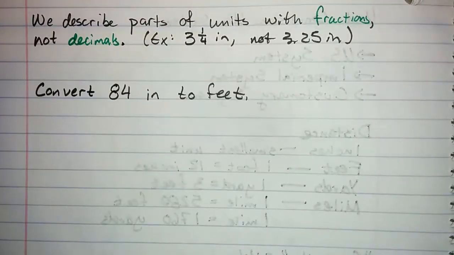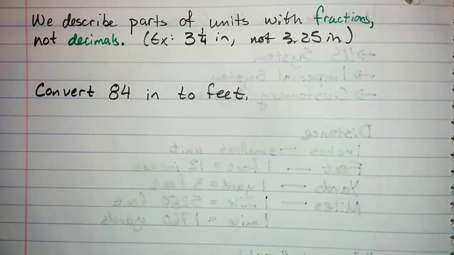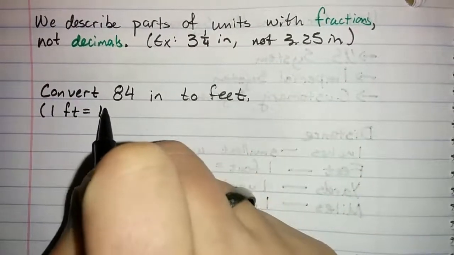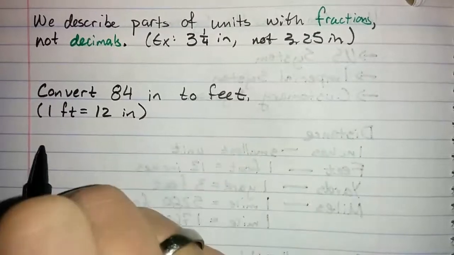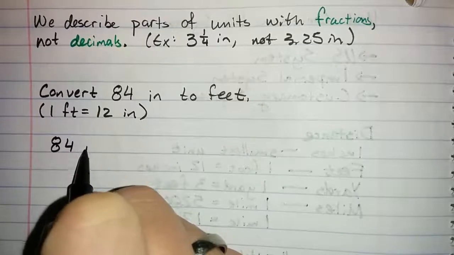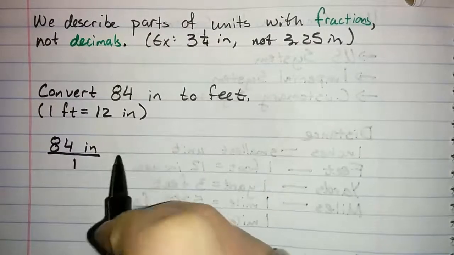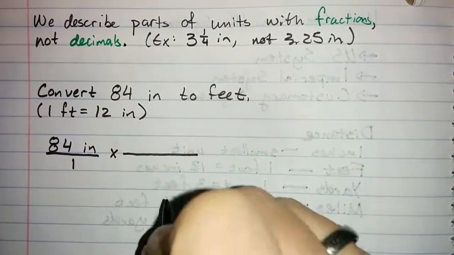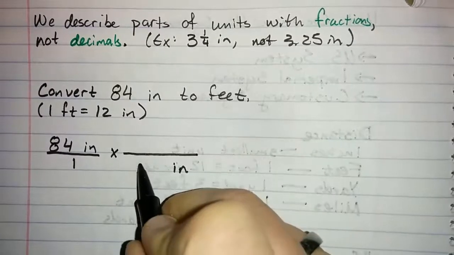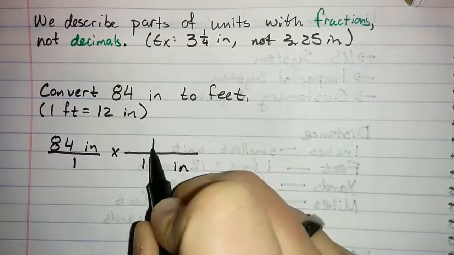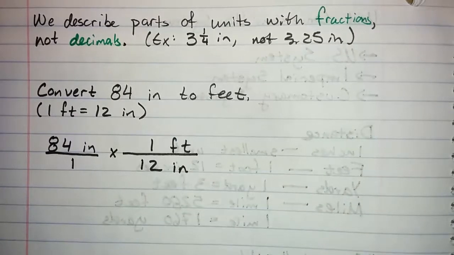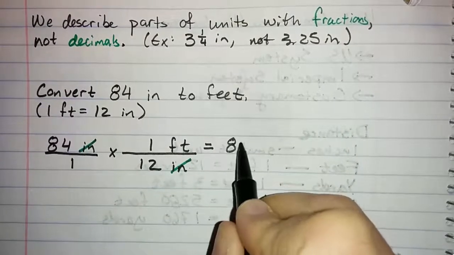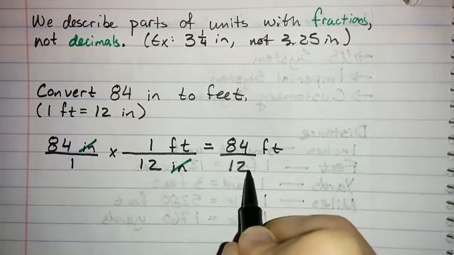Let's suppose we wanted to convert 84 inches to feet. We are aware that 1 foot is the same as 12 inches. So we would write our 84 inches over 1. And then, when we multiply, we would like inches to cancel out. So we'll have 12 inches equals 1 foot. When we multiply that, inches will indeed cancel out, and we'll have 84 over 12 feet.